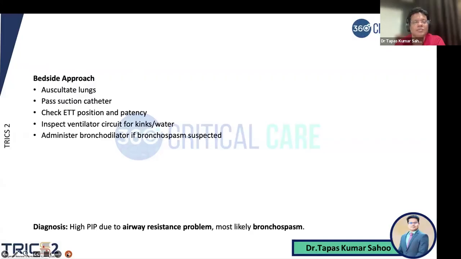Okay. Now, the bedside approach: auscultate the lungs, pass a suction catheter, check the ET tube position and patency, and inspect the ventilator circuit for any kink or any water deposit or condensate along the side of the tube. If you suspect bronchospasm, you will immediately administer a bronchodilator. Now, the diagnosis in this graph was high peak inspiratory pressure due to an airway resistance problem, mostly bronchospasm.